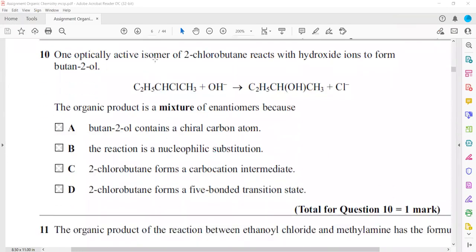So in this question, one optically active isomer of 2-chlorobutane reacts with hydroxide ion to form butanol. The organic product is a mixture of enantiomers. Enantiomers means it contains both optical isomers. So when we have a mixture of optical isomers, one can rotate the light clockwise, another anti-clockwise. So we call them enantiomers.